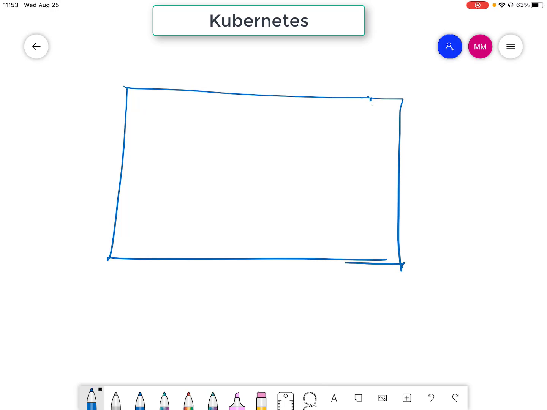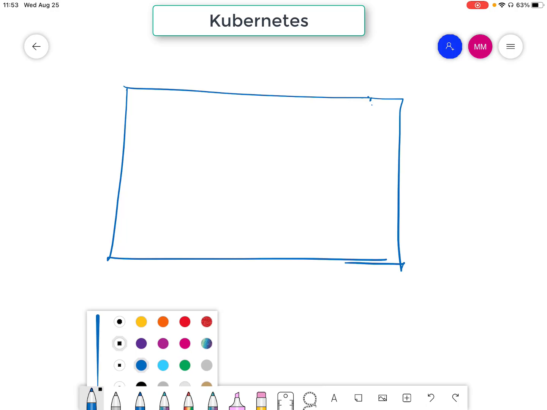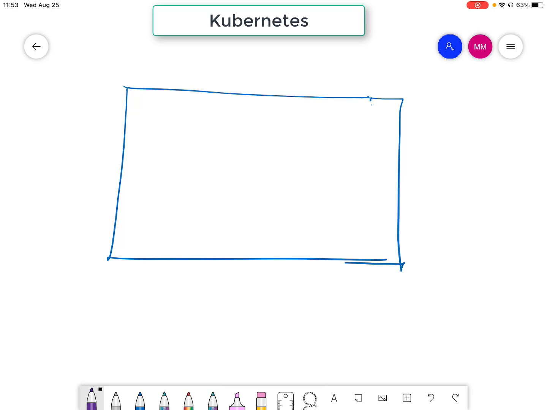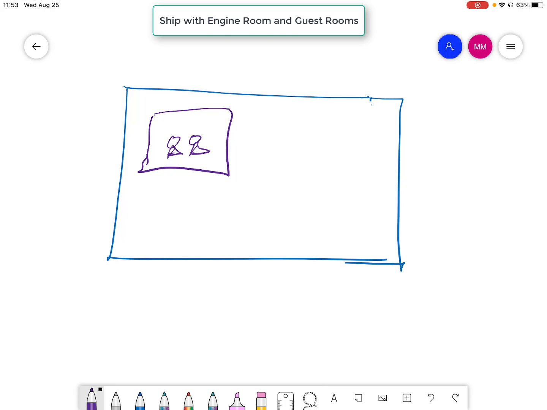In this ship, I've got an engine room over here. Maybe this is on the higher deck or something, and I've got the captain with his assistants in the engine room.